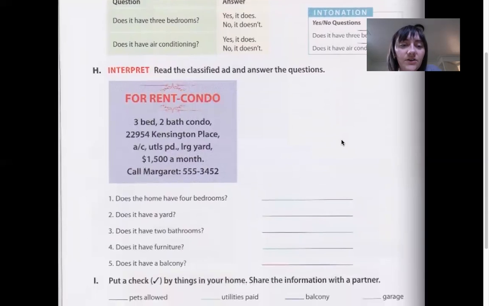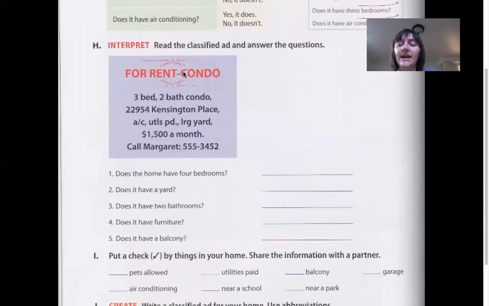Okay, so now we're gonna read the classified ad and we're gonna answer the questions. So it says, for rent, condo, all right? 3 BED means 3-bedroom, 2 BATH, 2-bathroom, and then condo, condominium. And then this is the address, and then this says AC, air conditioning. Then we have UTLS, utilities, PD is paid. Okay, now LRG, what is that? It's large yard, large yard.